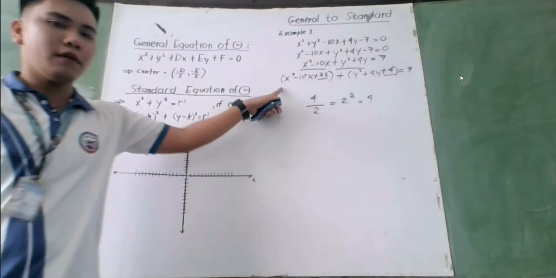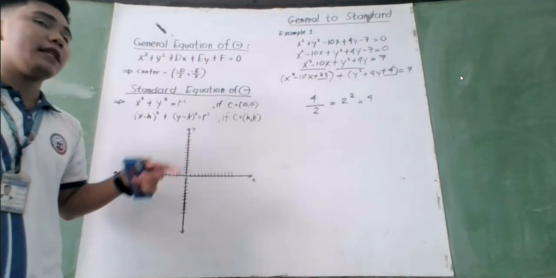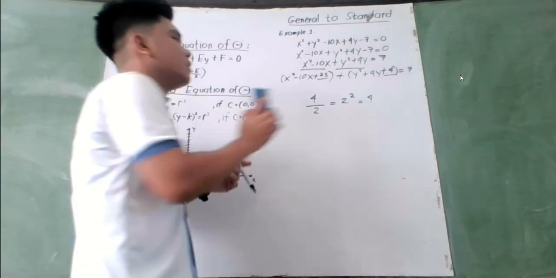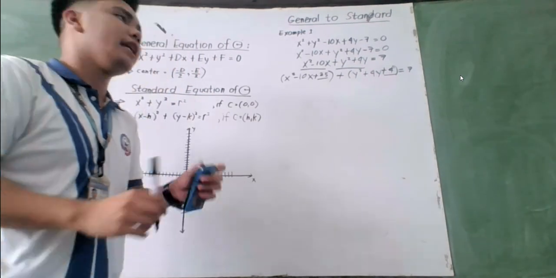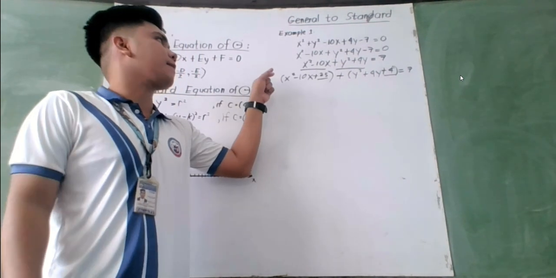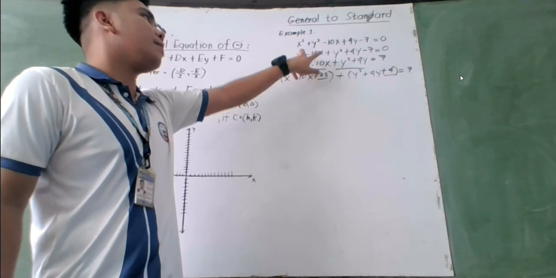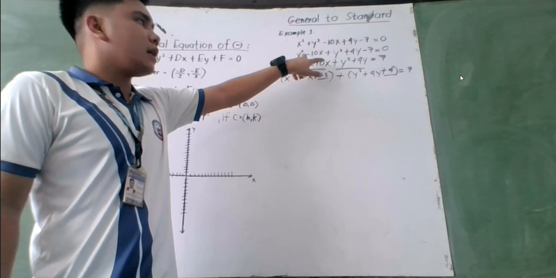Are we done already? Does it look like this now? It is not yet looking like this, so we are going to proceed. Okay, let us have a review again. You have the general equation. The first step is to combine or arrange it orderly.